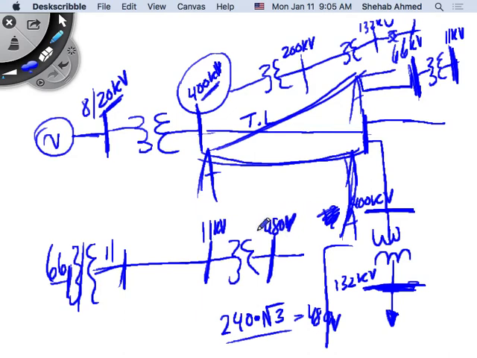11 kilovolts, 480 volts. And so this would be the line-to-line voltage, 480 volts. So now if you take a single phase of that, then you get your 240 volts at home. Okay, so this is a whole big chain of transformers.